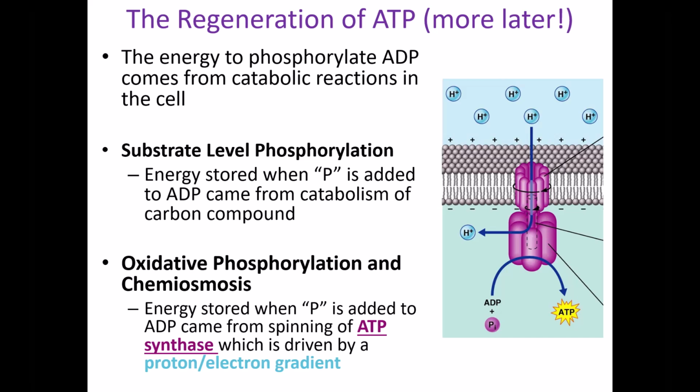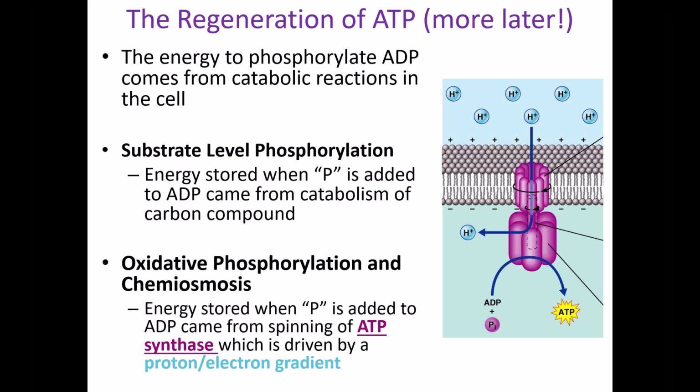What's catabolic mean again? So catabolic is breakdown. So when we break down larger molecules, that releases the energy we need to make ATP. So there's 2 kind of big ways we can do this. We can do substrate level phosphorylation, where the energy stored when phosphate is added to ADP comes directly from breaking down an organic molecule. Or we can do oxidative phosphorylation and chemiosmosis, which is a little bit more complicated.